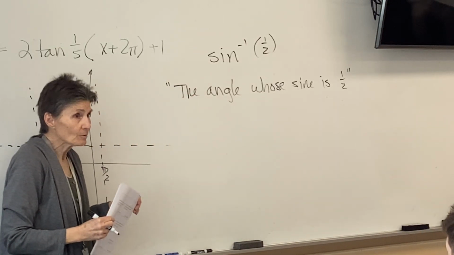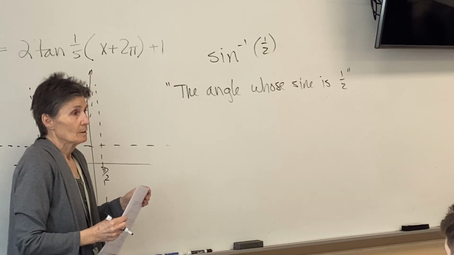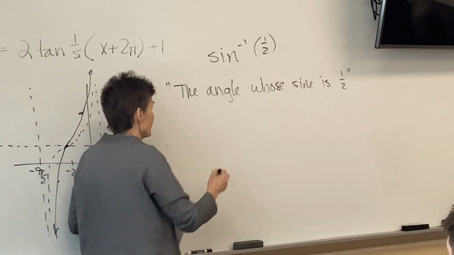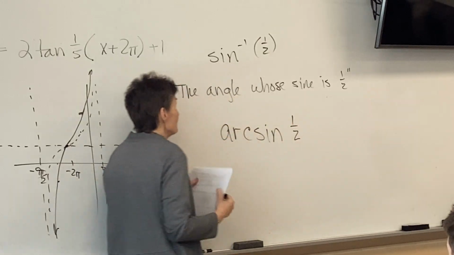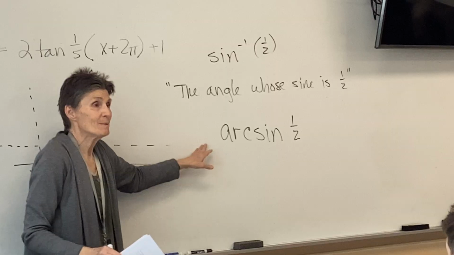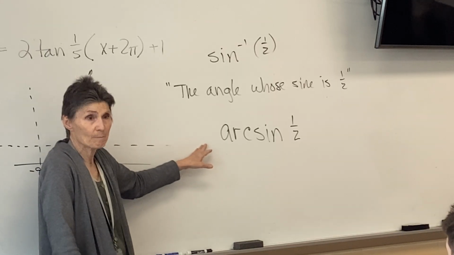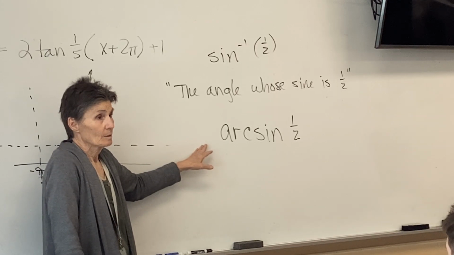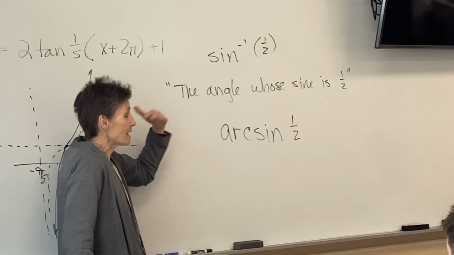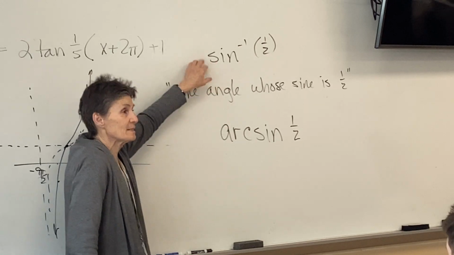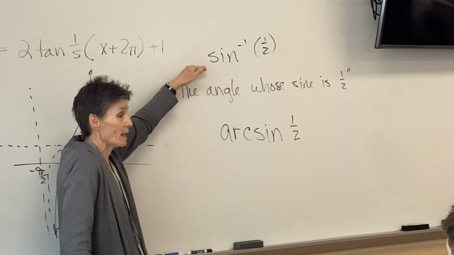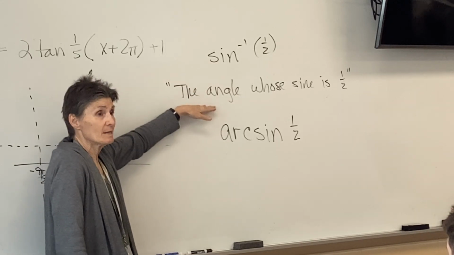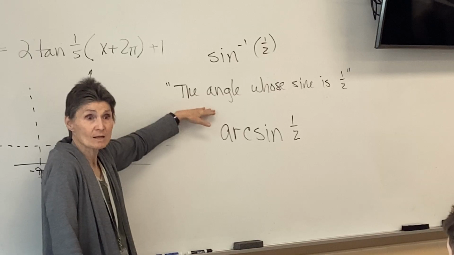There is another notation used for the same thing, and it's this. These two notations mean exactly the same thing. I know it's tempting, and I do it myself all the time, I read this inverse sine, but it's really arc sine. These are both read as arc sine. And they mean the angle whose sine is 1/2.